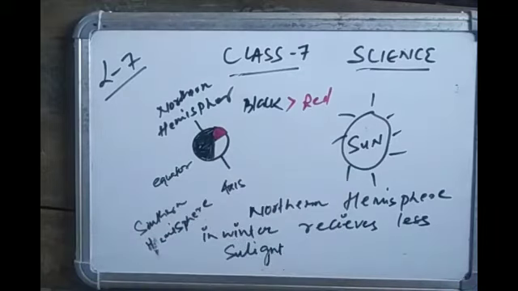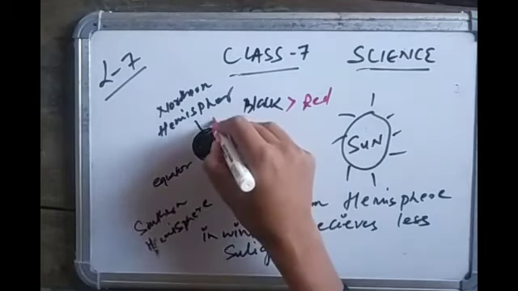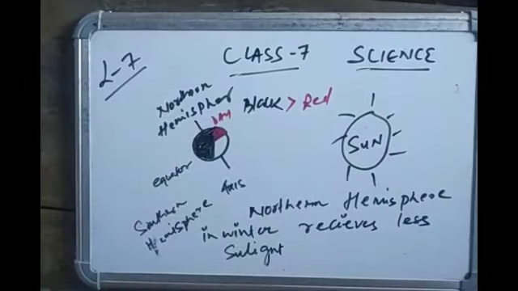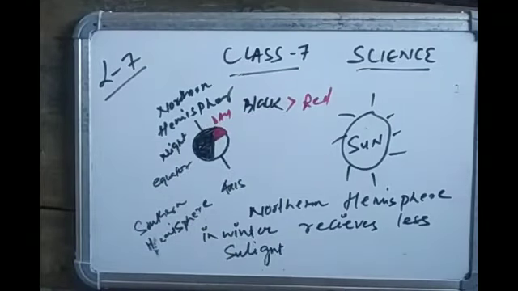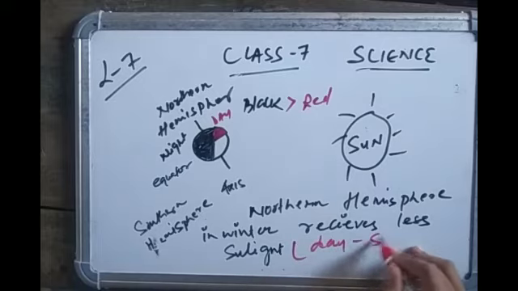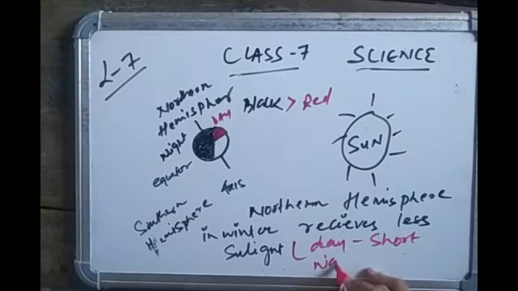In this diagram, red is daytime and black is night. So when you look at the amount of sunlight received by the northern hemisphere, you will find that the amount of light is less when compared to summer. In winter the amount of sunlight is less, so daytime is short and night is long.